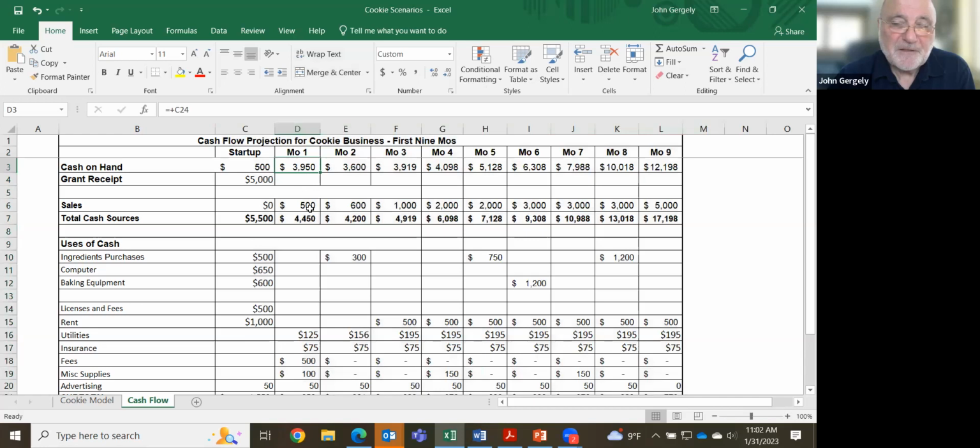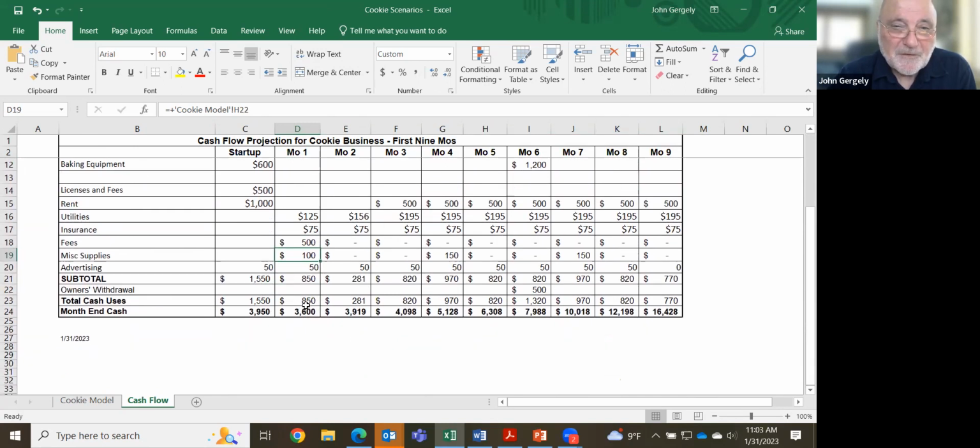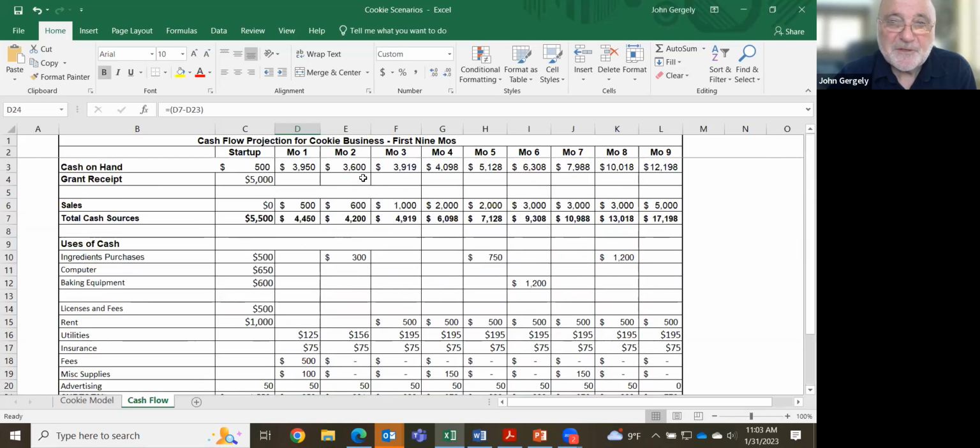Starting at $3,950, I generated those $500 of sales. So essentially at that month, I have $4,450 in cash available. I had to spend some on utilities, the insurance, I didn't have to pay rent the first 2 months because I prepaid it. That was lucky. But I did have to pay those fees, and I had to buy supplies and the advertising. So I spent $850 of the cash. So I'm ending the month with $3,600. So good. Month two, I'm going in with $3,600. So notice this.